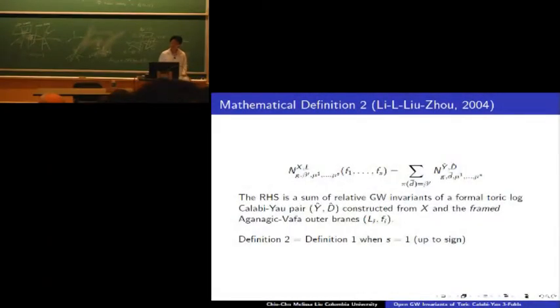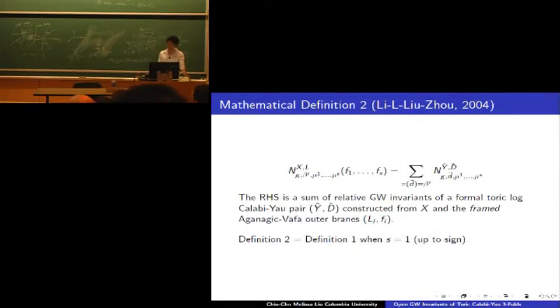Okay, so now we have mathematical definitions of all these invariants. We still define it by localization, and it's quite technical to prove that we can actually define a rational number independent of torus weight. Okay, so now I want to give you a summary of conjectures from string theory on generating functions of these open Gromov-Witten invariants, and a summary of mathematical results on these conjectures.